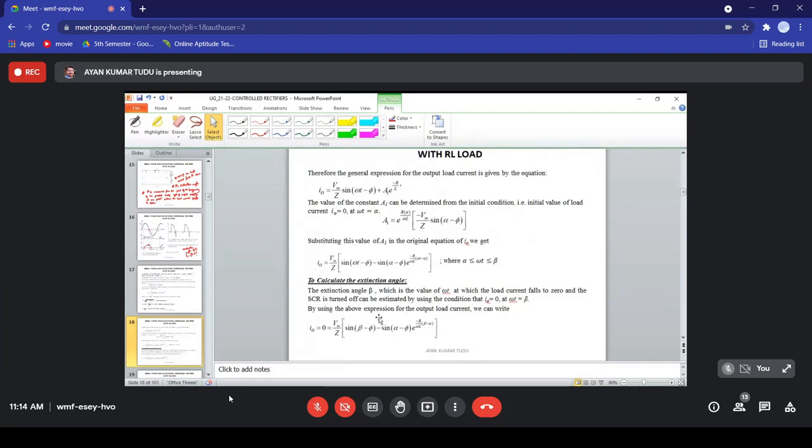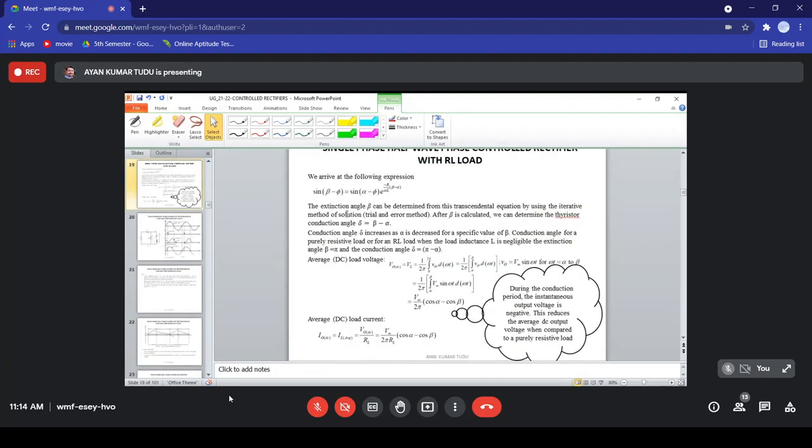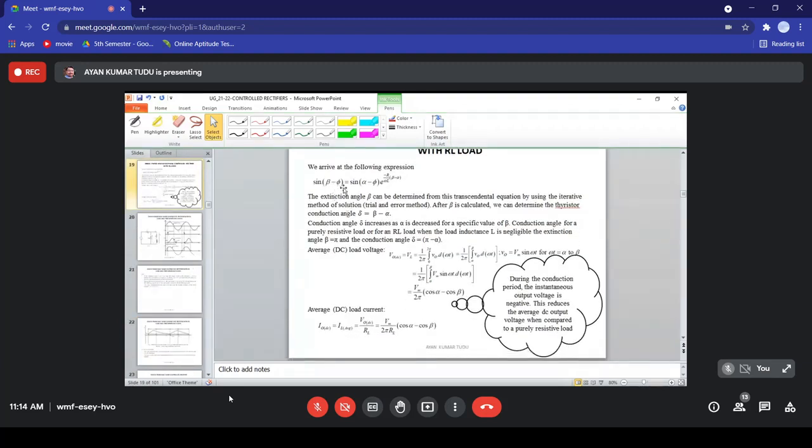And what equation do we arrive at? We are arriving at this expression: sine of beta minus pi equal to sine of alpha minus pi e to the power minus R into beta minus alpha by omega L. Okay, so the extinction angle beta can easily be determined from this transcendental equation by using the trial and error method. After beta is calculated, we can easily determine the thyristor conduction angle, that is delta equal to beta minus alpha.